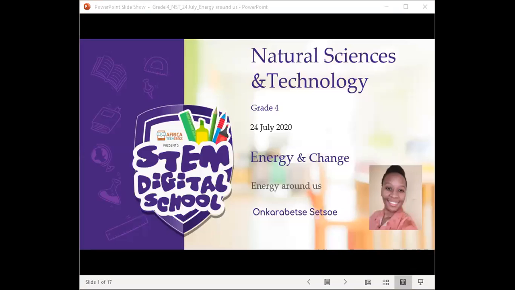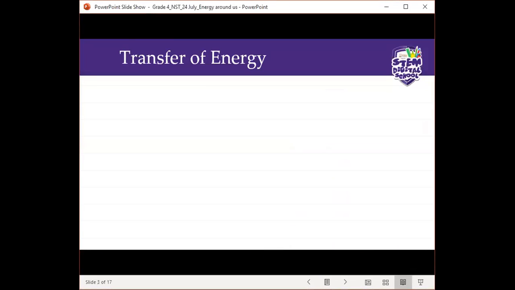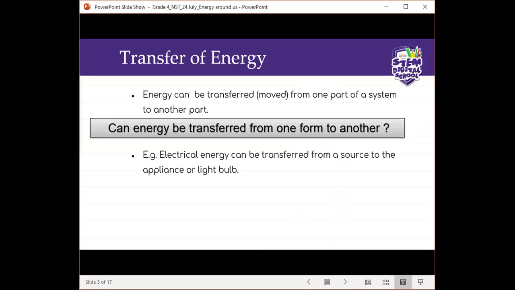Right. So yesterday we looked at energy around us, correct? And we also looked at stored energy. And we started off with transfer of energy. We said that energy can be transferred or moved from one part of a system to another. And we also said an example is when electrical energy is transferred from the source to the appliance or a light bulb.